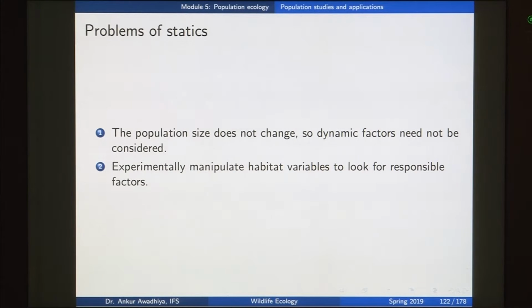So, that simplifies our calculations to quite a high degree. And then you look for how many animals are immigrating, how many animals are emigrating, and in a number of cases we will find that these numbers are also very small or probably 0. And in that case we will ask the question, what is keeping the birth rate at the current level, what is keeping the death rate at the current level, and then we can manipulate different habitat variables to look for the responsible factors that are keeping this population at a particular size.